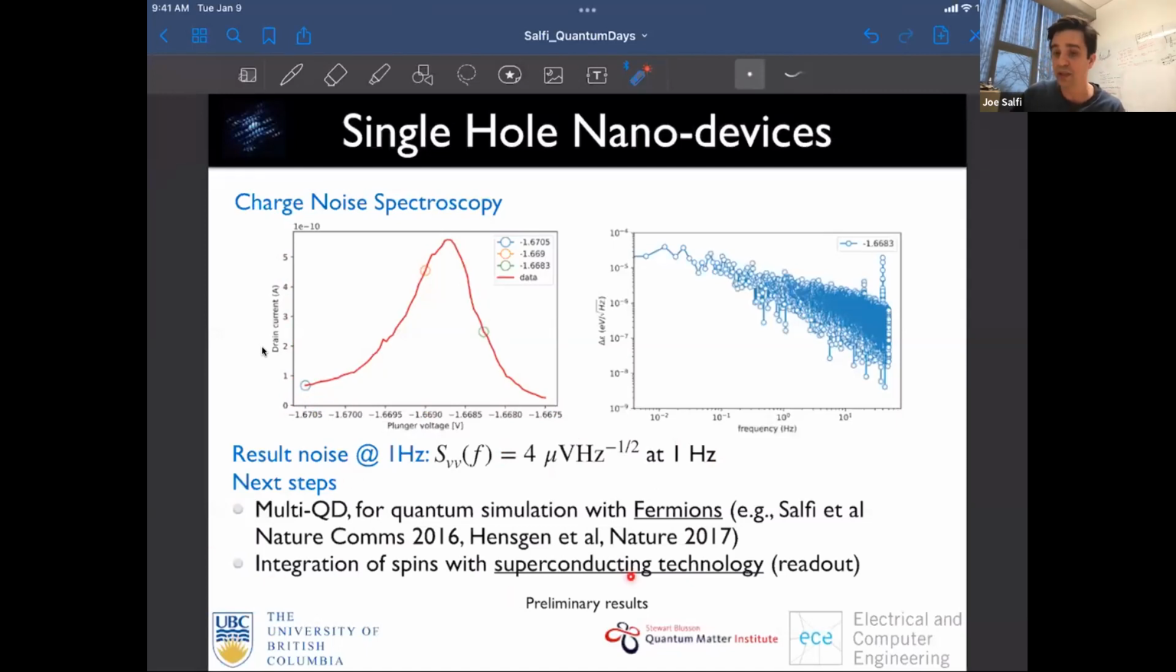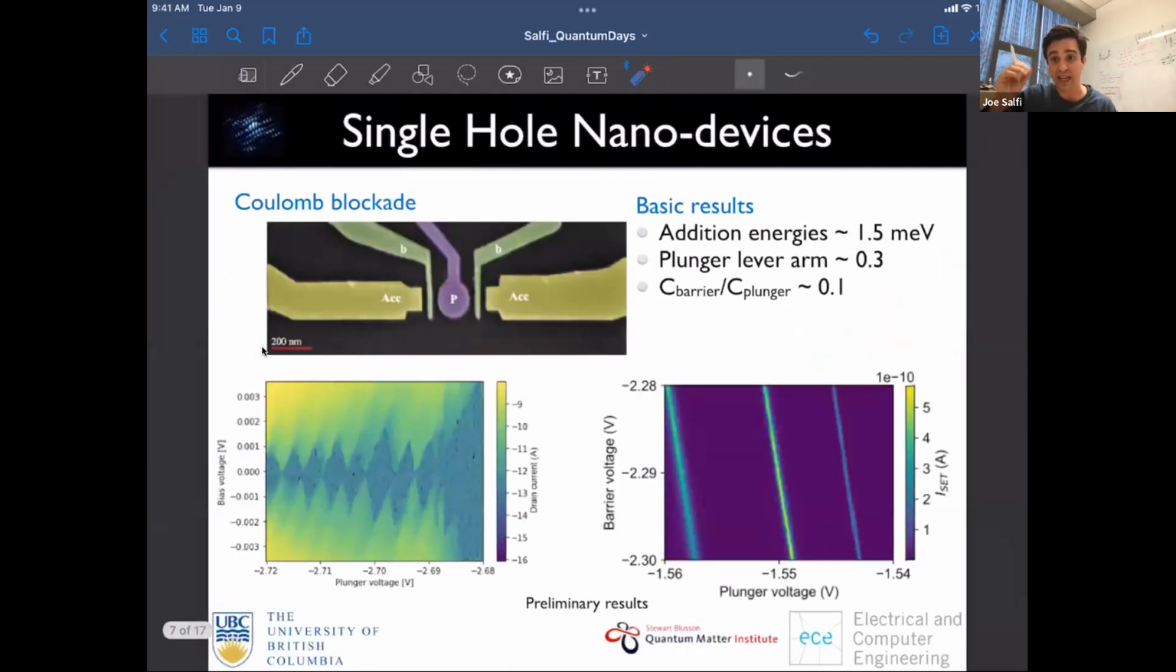So our next steps are really to go to multiple quantum dots, and we're looking at the fact that the particles that we can confine in our quantum dots are fermions. That's key, so that each of our orbitals is not just spin up or spin down, it can be occupied 0 times or 2 times with a spin up and spin down, and that allows it to directly mimic electrons in materials. And then you can think of each of these plunger gates as a site.